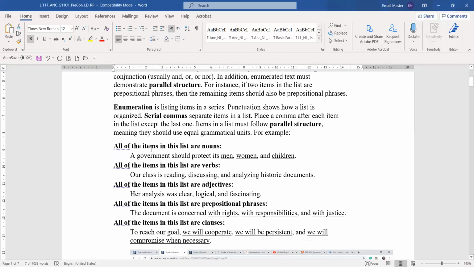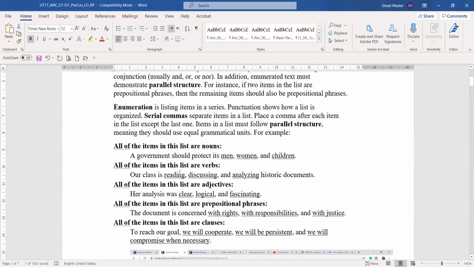Here, all items are nouns. The government should protect its men, women, and children. Do you see how they put the commas after men, after women, and before and, but after the last item, children, it stops there? We don't put anything in between.